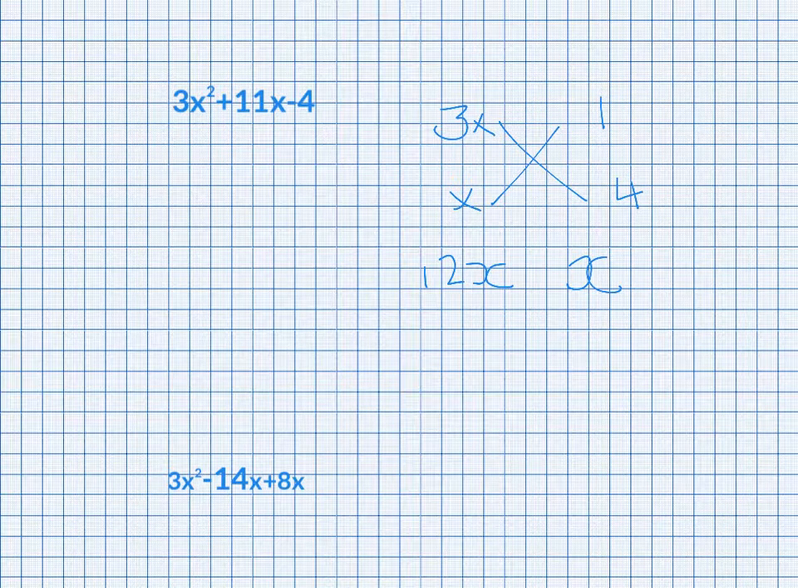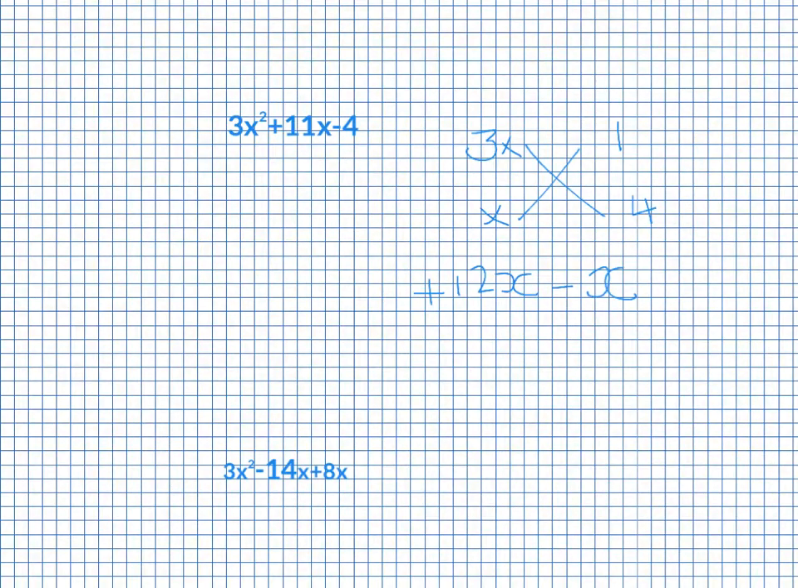And I'm just going to check what it is I need. I need 11. So if I've got a 12x and an x, to get 11 I'd need the 12x to be positive and the 1x to be negative. 12x take away x would give me 11x. So that means the 4 must be positive, and the 1 must be negative, because negative 1 times x would give me the negative x. So my brackets for this are going to be 3x minus 1 times x plus 4.